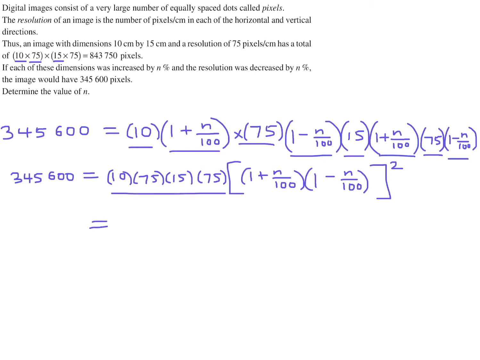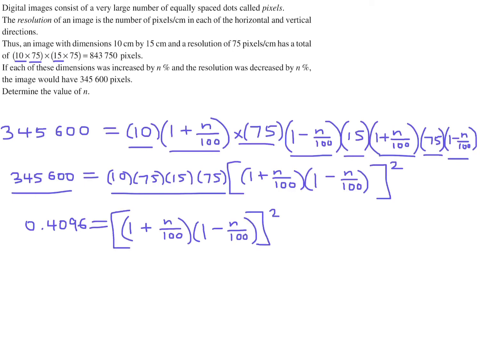Okay. This number here, I'm going to figure out that number and then put it underneath this guy here. And if you do that, you basically get 0.4096 like that. And that leaves me with 1 plus n over 100 times 1 minus n over 100. And this is all squared. All right. Now take the square root of both sides, and if you do, this side becomes 0.64, and this side, the square root just disappears like that.